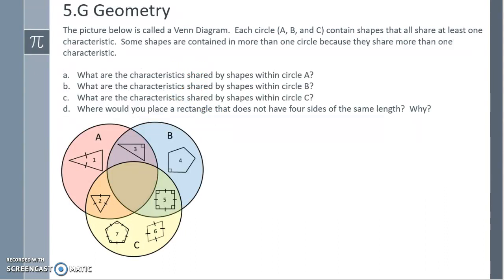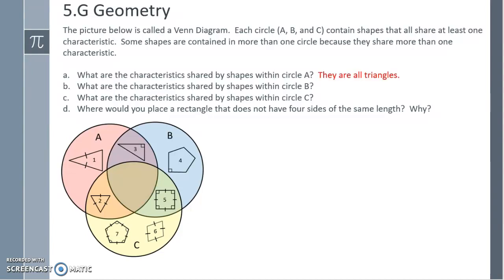The picture below is called a Venn diagram. Each circle, A, B, and C, so the pink, blue, and orange circle, contain shapes that share at least one characteristic. Some shapes are contained in more than one circle because they share more than one characteristic. Take a moment, stop the video, and see if you can identify the shared characteristics by shapes within circle A, circle B, circle C, and where would you place a rectangle that does not have four sides of the same length, and why?